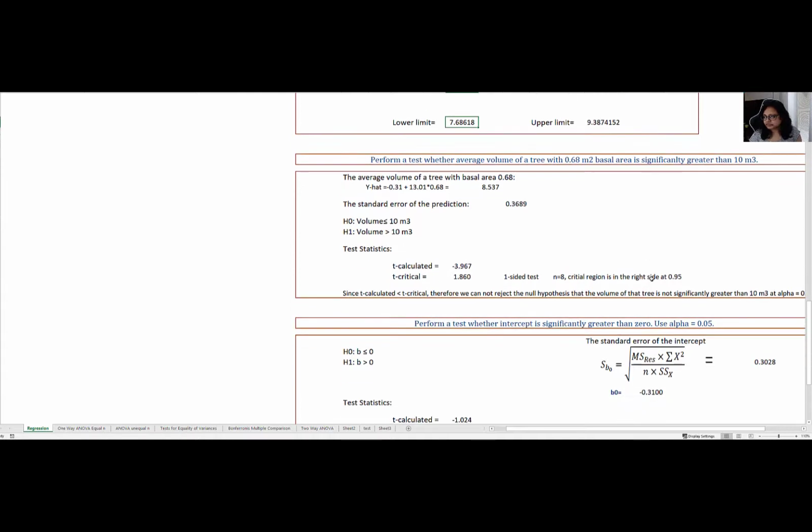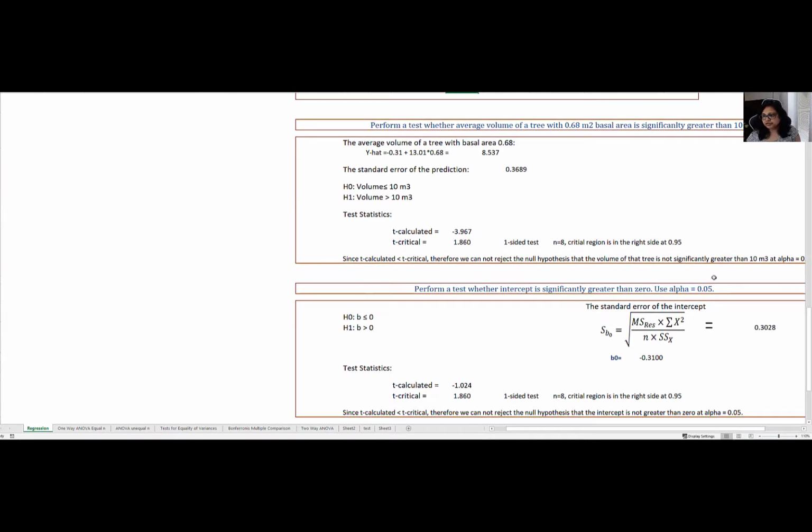Okay. I would like to show you, let's say I ask you to perform a test where the average volume of a tree, with this independent variable value I gave you, is significantly greater than 10 cubic meters. That means the volume we are asking about is more than 10 or not.